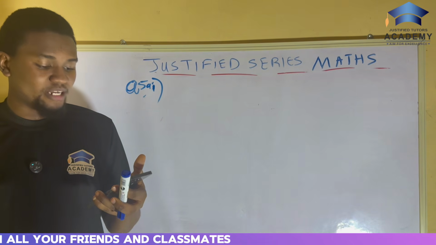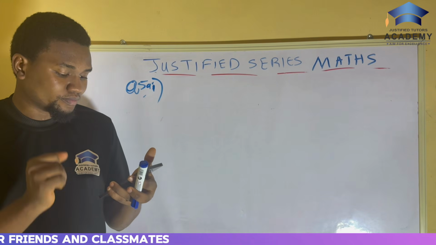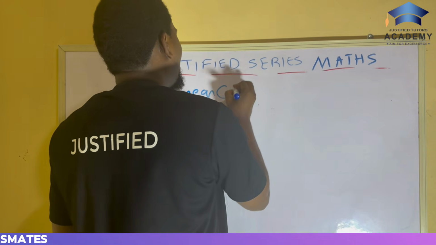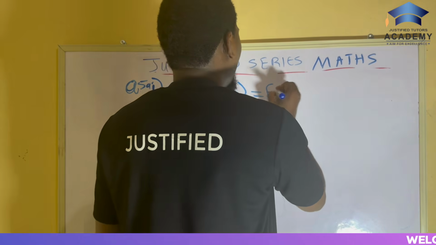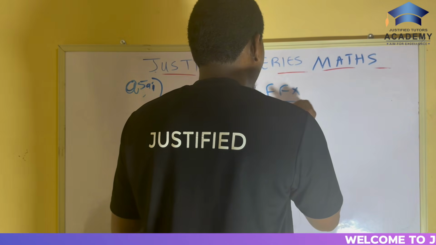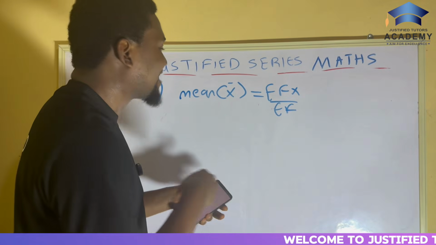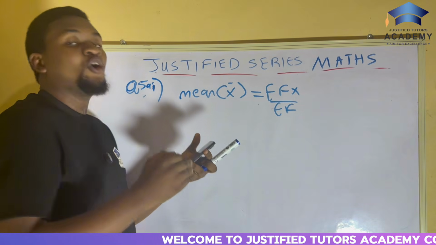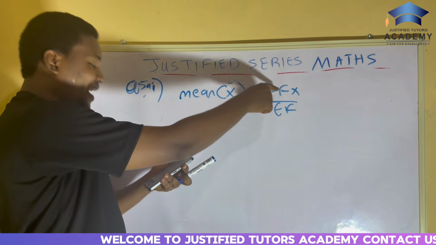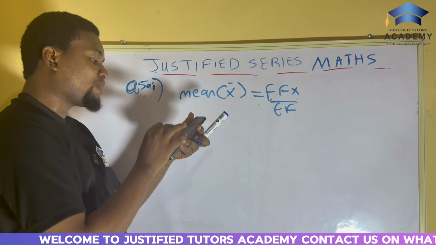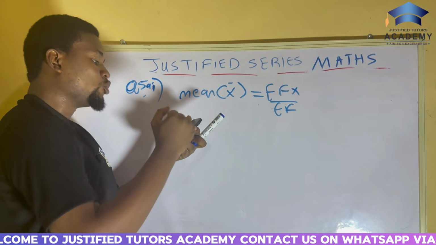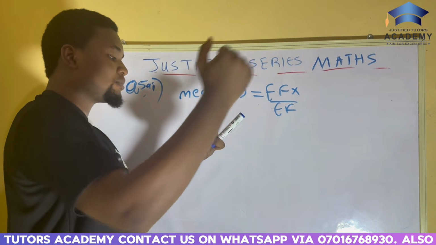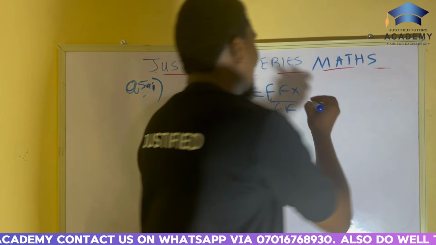What do you do to find the mean of the marks? Here is what you do. Your mean, also known as x bar, is equal to summation fx over summation f. To get summation fx, you multiply your frequency times your x. Your frequency is the number of students, and your x is the mark scored. So you multiply 1 times 2, add 2 times 3, plus 3 times 4, plus 4 times 4.